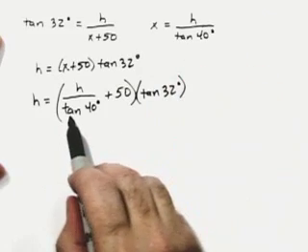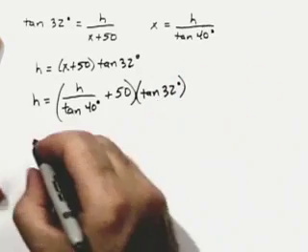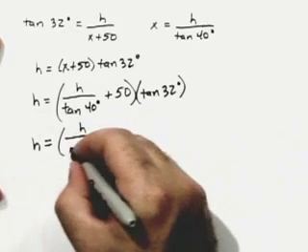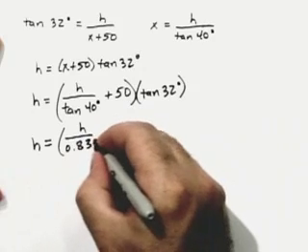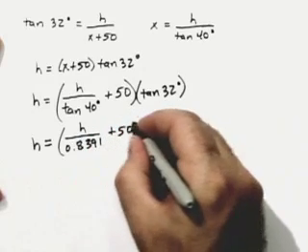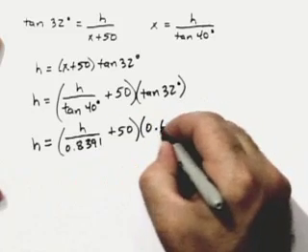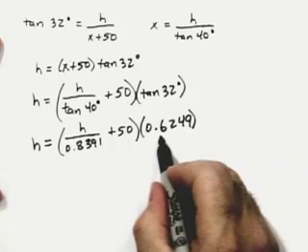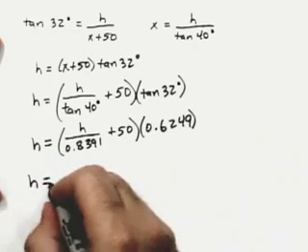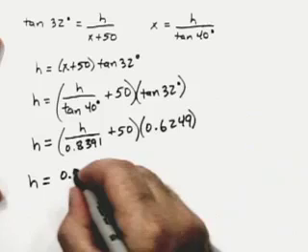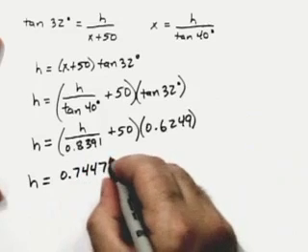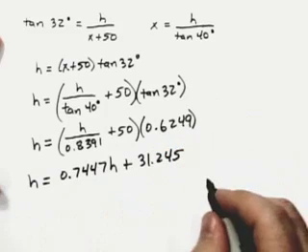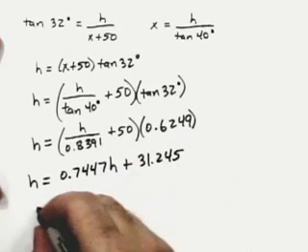If we put in approximate values for the tangent of 40 degrees and tangent of 32 degrees, we get h is equal to h over 0.8391 plus 50 times 0.6249. If we distribute the 0.6249, we get h is equal to 0.7447h plus 31.245.